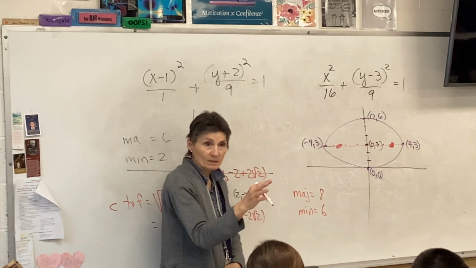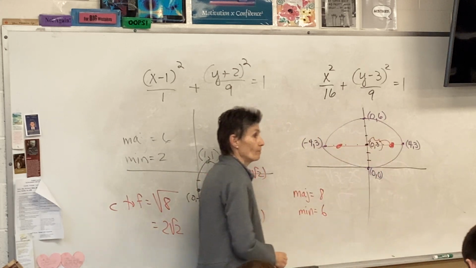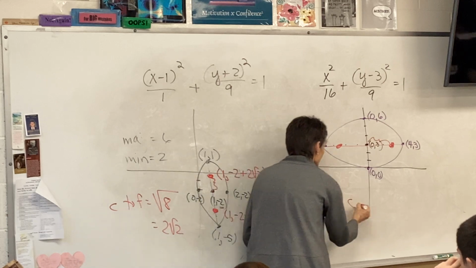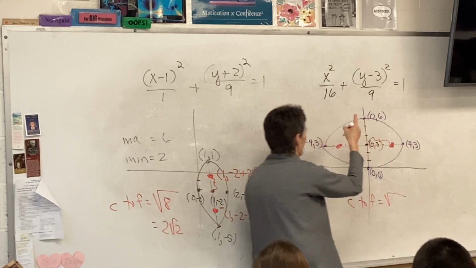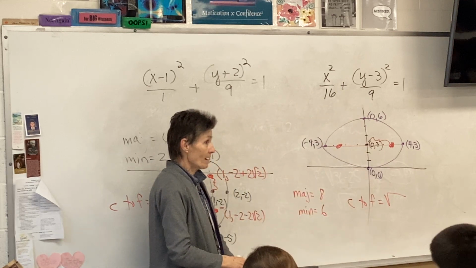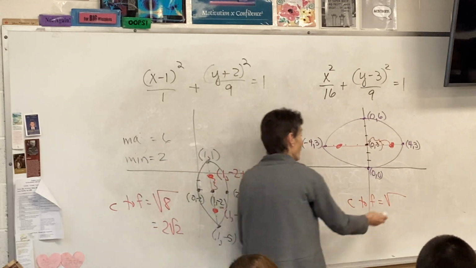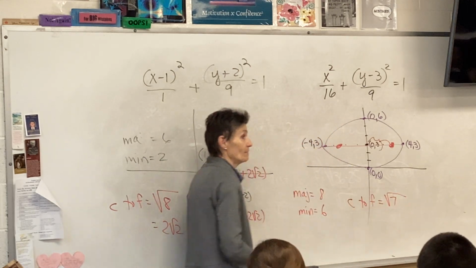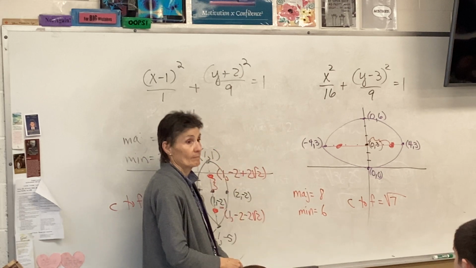And I'll know exactly what they are if I can just figure out how far to move. Center to focus for this problem is what? 16 minus 9, which is 7, square root of 7. Big minus little, 16 minus 9.